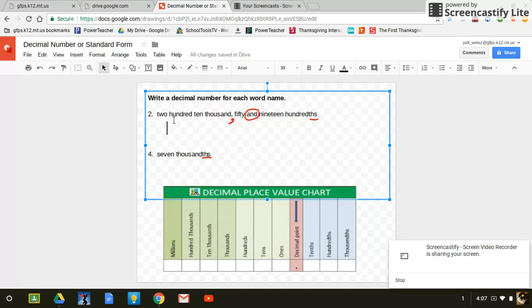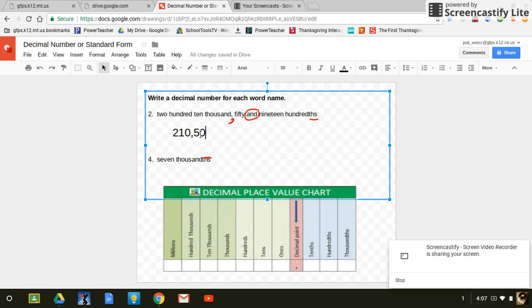210,000. I know that I see the word 210. So I will first write 210. And since I see the word thousand with a comma, that means that I need a comma right there. Then I see the number 50. Well, a lot of students will just want to add a 50 right here.